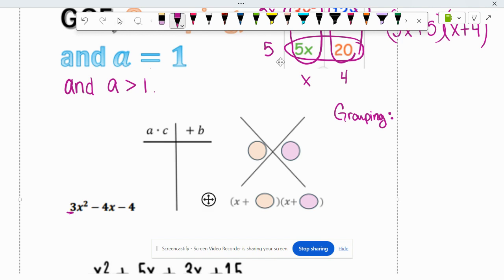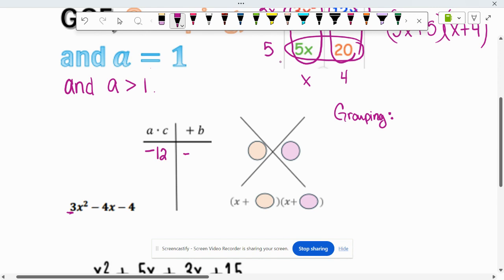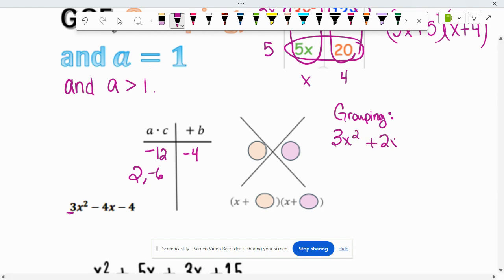So let's fill this in. A times C: 3 times -4 is -12. Adds up to -4. What are two numbers that you can multiply together to get -12 that when you add them, you get -4? 2 and -6. So +2 and -6. So when I factor this by grouping, I have 3x squared plus 2x minus 6x minus 4.